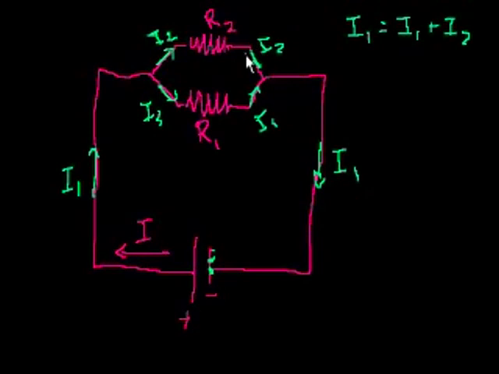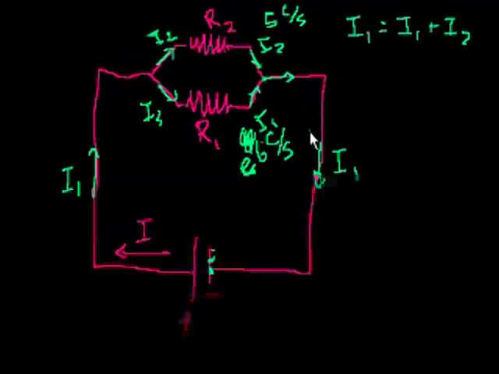I mean, think about it. In a given second, if this is 5 coulombs per second, I'm just making up numbers, and this is 6 coulombs per second, right here, you're going to have 5 coulombs coming from this branch, and 6 coulombs coming from this branch. So you're going to have 11 coulombs per second coming out once they've merged. So this would be 11 coulombs per second.